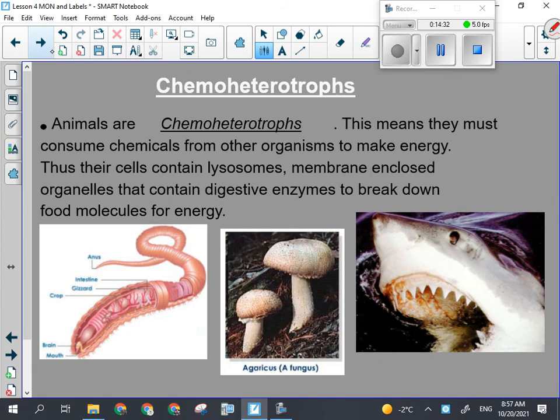Big word: chemoheterotroph. Chemoheterotrophs are any organisms that have to use other organisms for food. So chemoheterotroph means this: chemical other feeder. We're using the chemicals from other organisms as food. Chemoheterotroph. Just remember, a trough is what you feed out of.